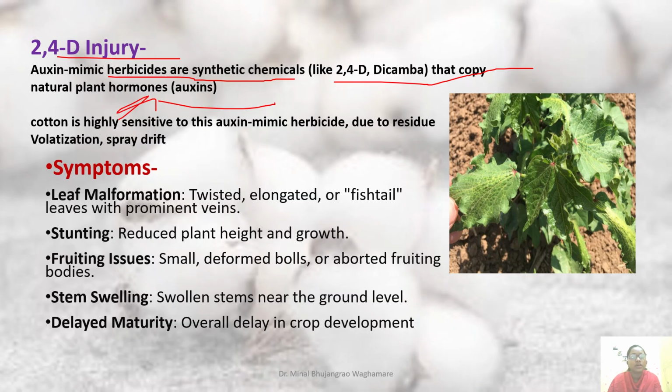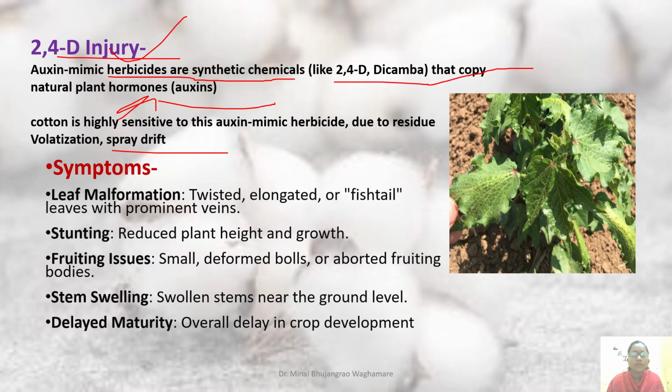If anyone near the cotton field is spraying this herbicide, the residual effect is due to the volatilization of that herbicide. If wind is there, due to the spray drifting effect of that herbicide, it comes to the cotton crop and leads to injury to the cotton crop. So 2,4-D dicamba leads to the injury of the cotton crop. That's why it is named 2,4-D injury.